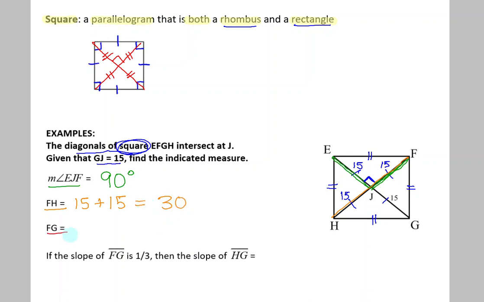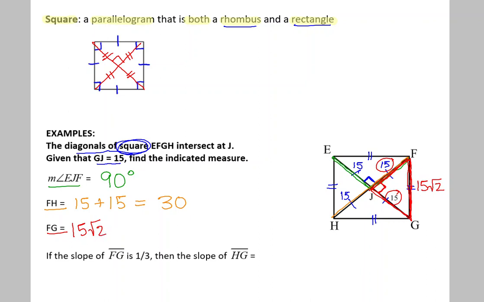How about FG? FG is this side right here. Now I know that all four sides are congruent, so I'm looking for any information along the other sides, but I don't have any. But since the diagonals are perpendicular, there's a right angle here, and therefore I have a right triangle. Not only is it a right triangle, but it's an isosceles right triangle, where two of the sides are the same length, 15, and therefore using my special right triangles, the hypotenuse has to be 15 square roots of 2. That's the easy way to do it.